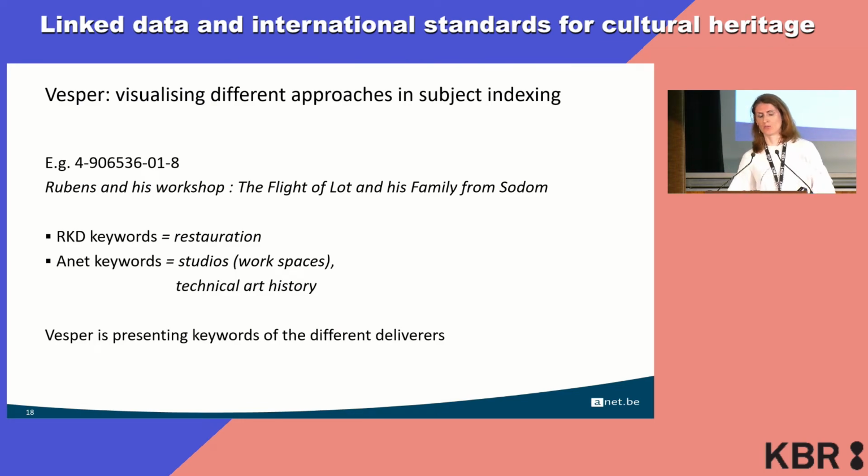For example, if I give this ISBN number in Vesper, then I get the result back of the publication Rubens and his workshop, The Flight of Lot and His Family from Sodom. And we also see that we get different keywords in return. One keyword from RKD, which is restoration, and two keywords that our ANET libraries have given, which are studios and technical art history. So we really are presenting keywords of the different deliverers, which makes it, of course, very interesting. Next slide, please.